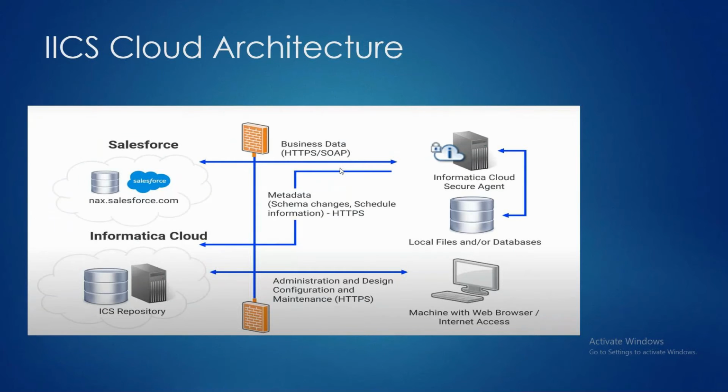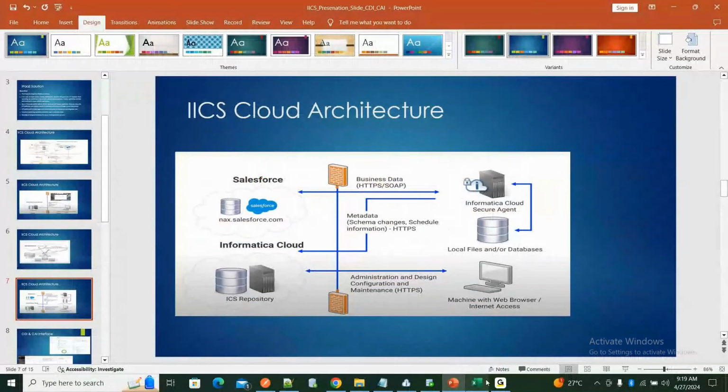Now, for example, you have a Salesforce with the business data, and your Informatica Cloud Secure Agent is talking to your local files or databases. So the connectivity is between, there is a red brick firewall, right? What actually happens is when you create a job, when you execute a job, the metadata, the schema changes, or any kind of schedule information will get transmitted over internet through a HTTPS protocol, where you are sending that information to a repository, which is your ICS repository. Okay. Any questions on this?